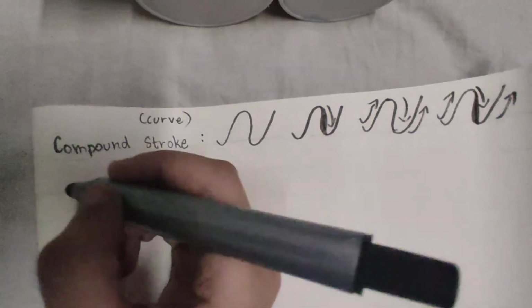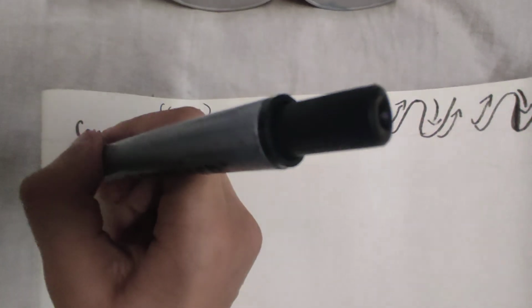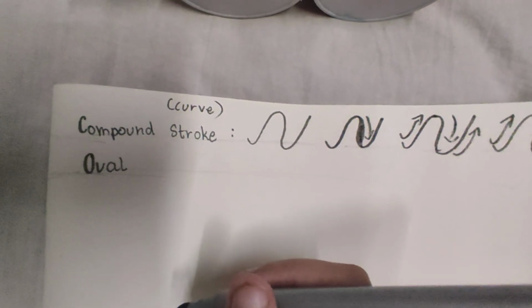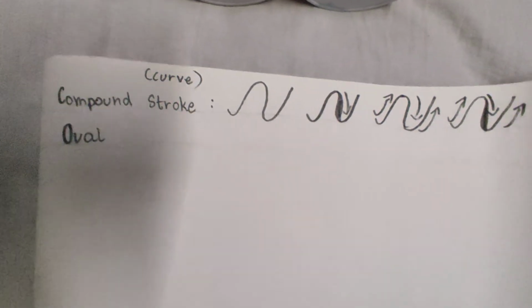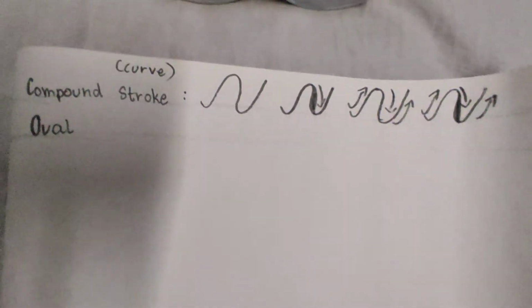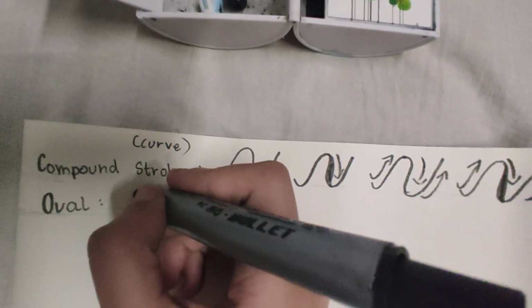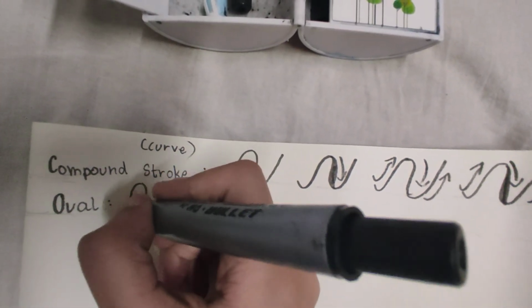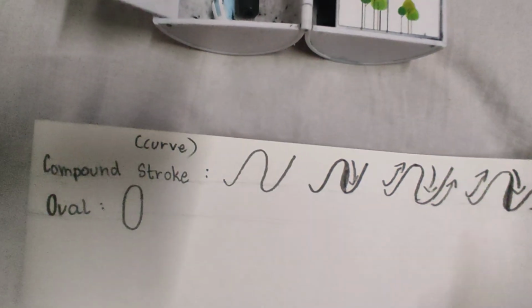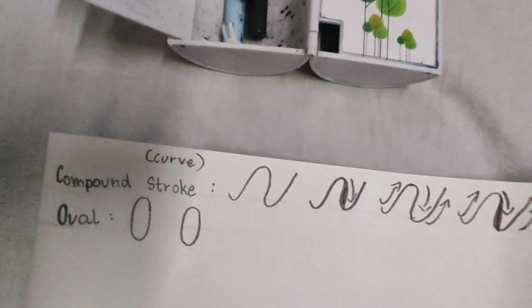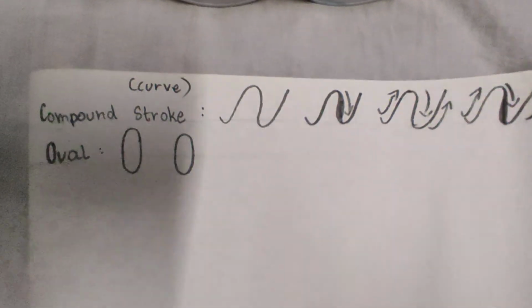Okay, so now let's move to our last stroke. The last stroke is oval. We don't say it's oval stroke, we just say it's oval. So let's see how to make it. First, it is very simple. You have to make a normal oval, and then you have to just apply the rule.